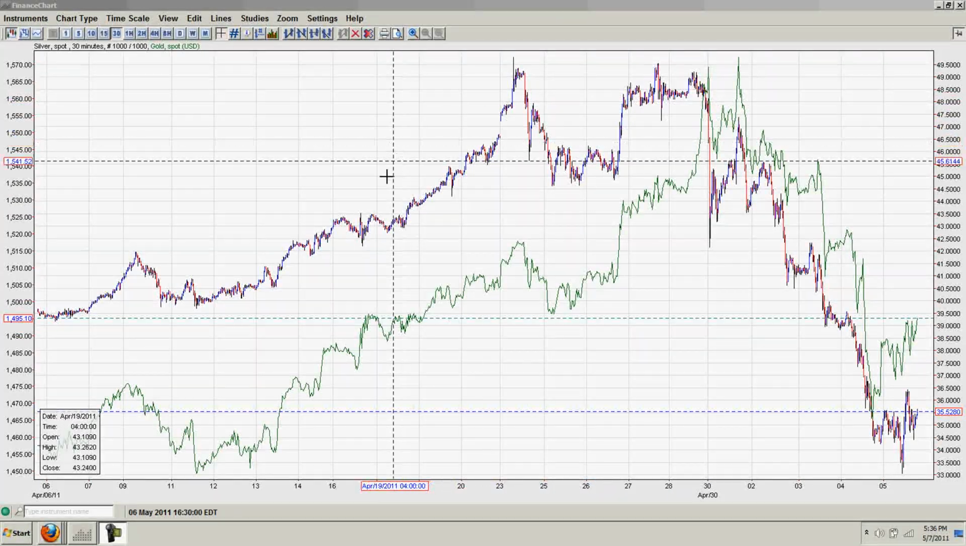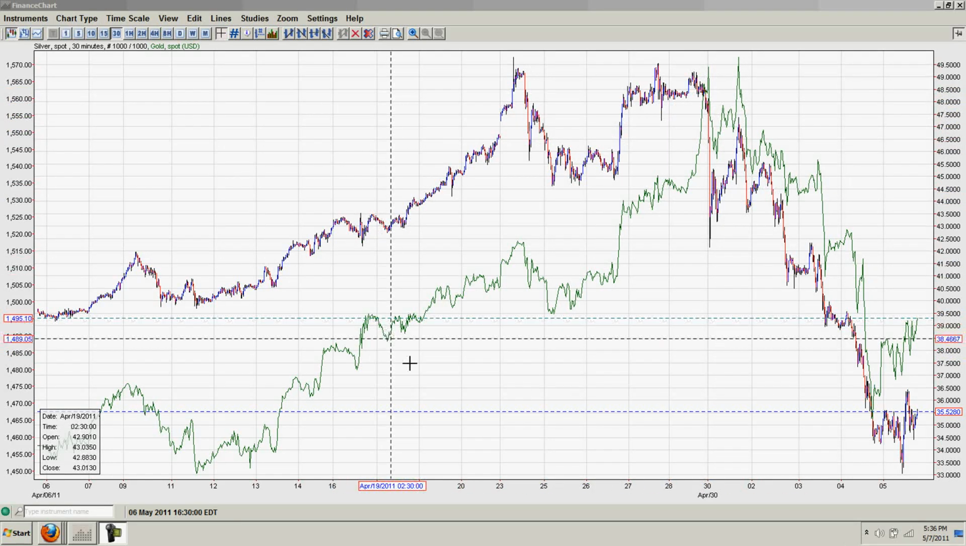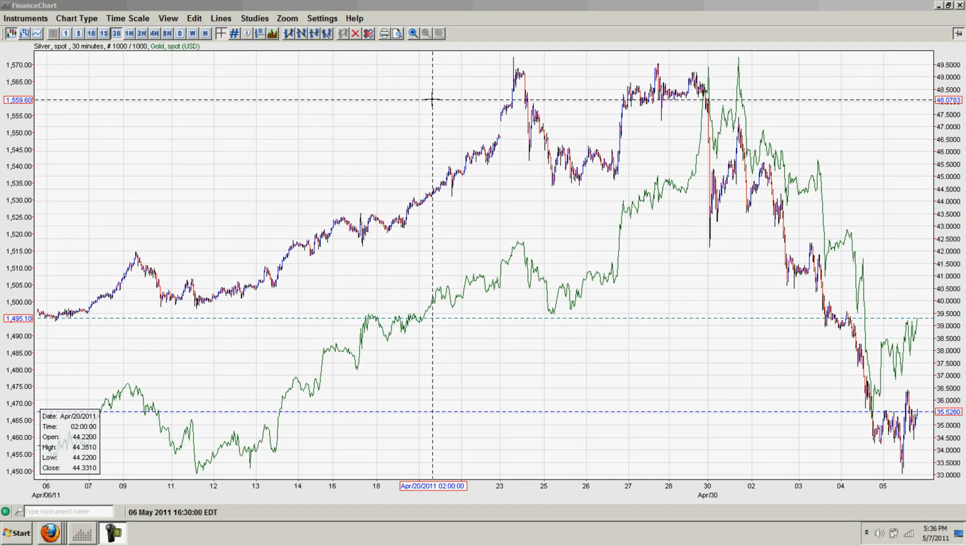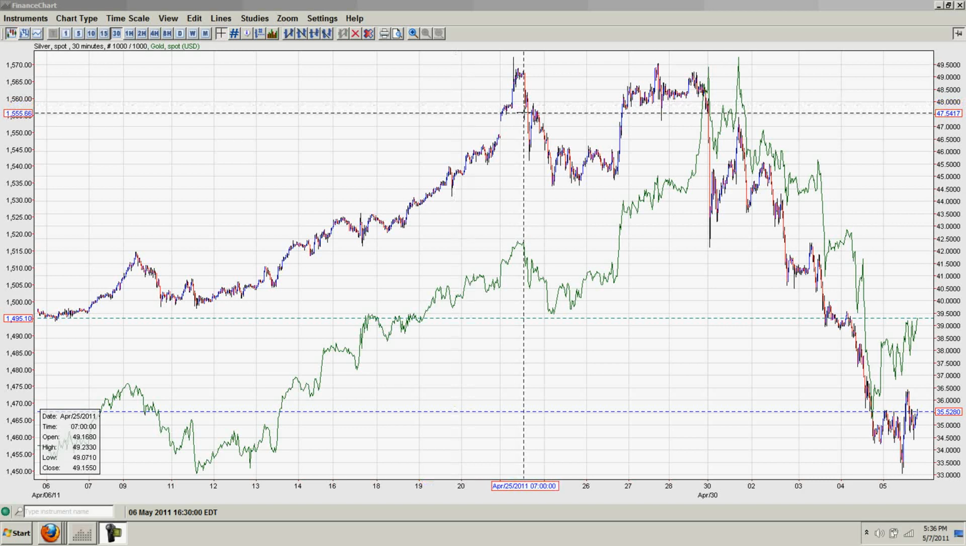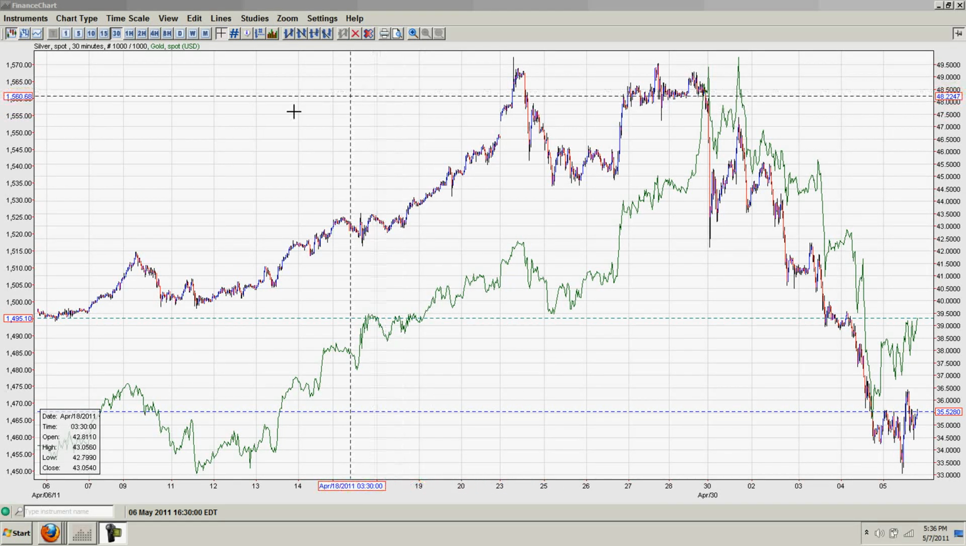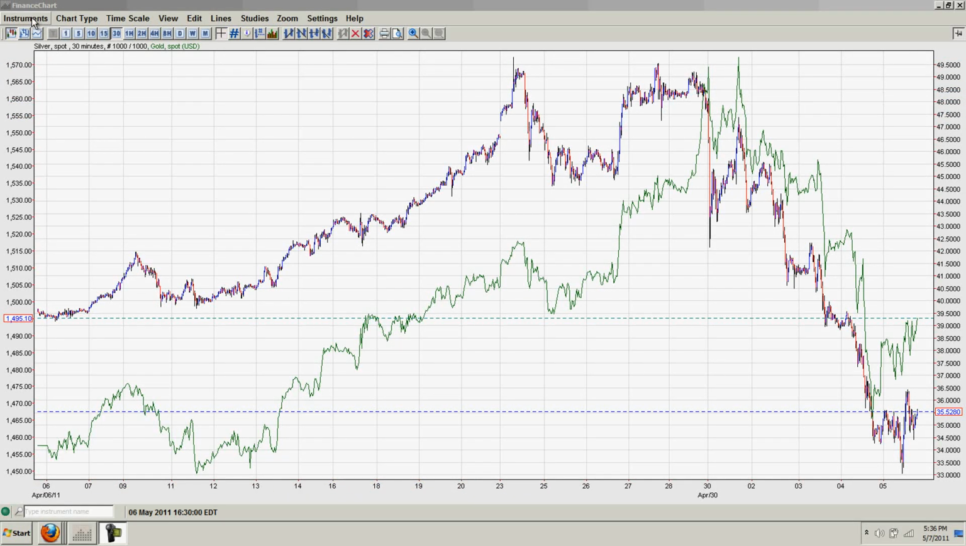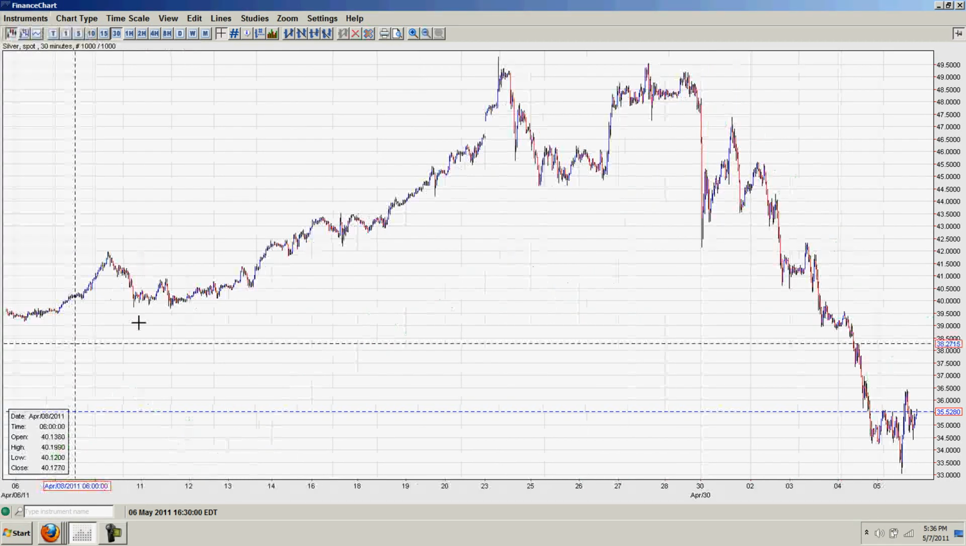This is a gold and silver cross. You can do this yourself. It's on netdania.com. And I'm going to go ahead and just show you how to do it because a lot of people don't know how to do it. So the first thing you want to do, we're going to make silver our primary price. So we'll just select silver there.